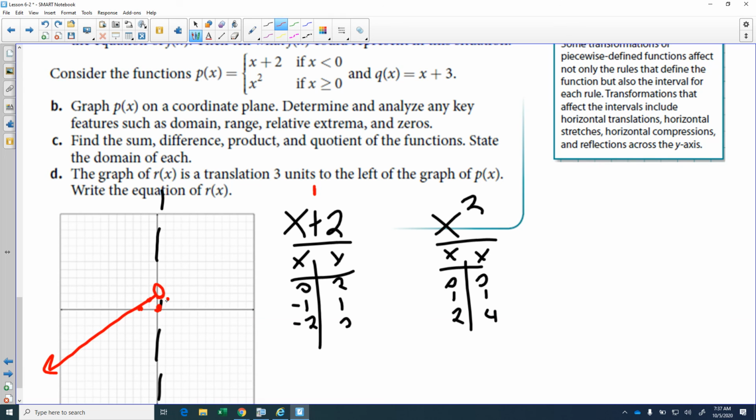While the other one, we have a point at 0, 0, 1, 1, and 2, 4, to get an x squared function that looks similar to this. Okay?